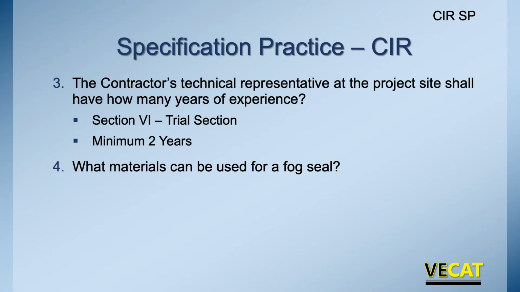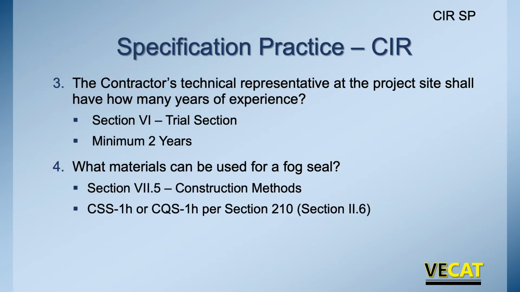What materials can be used for a fog seal? Section 7.5, construction methods, we see it's a CSS1H or CQS1H, and it's got to be per section 210 of the spec book. So early in that special provision, it says these materials in section 2.6 are to be used. Everything goes back to that original spec book that says what a CSS1H is and a CQS1H is.